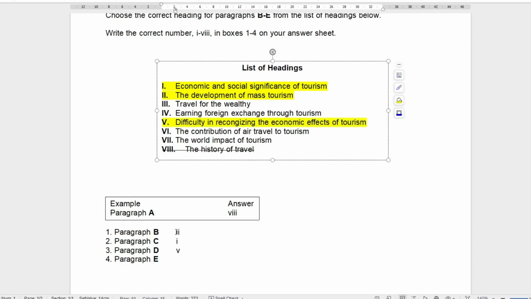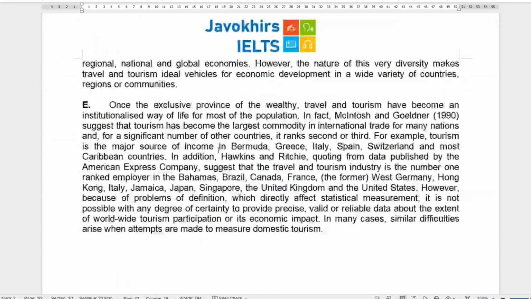Now, lastly, we have paragraph E left. Once the exclusive province of the wealthy, travel and tourism have become an institutionalized way of life for the most of the population. Okay, in fact, McIntosh and Goldner, 1990, suggest that tourism has become the largest commodity in international trade for many nations and for a significant number of other countries, it ranks second or third. For example, tourism is the major source of income in Bermuda, Greece, Italy, Spain, Switzerland, and most Caribbean countries.